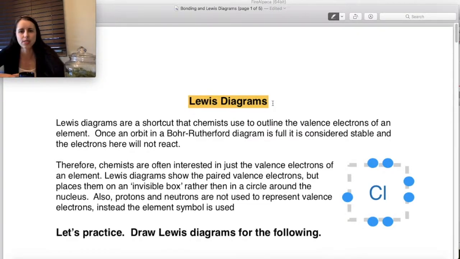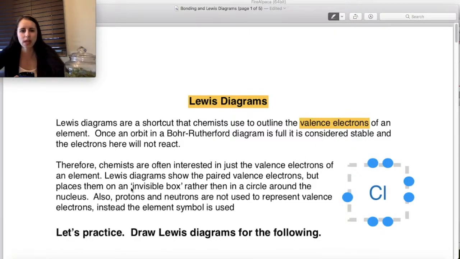A Lewis diagram represents only our valence electrons. It doesn't have the inside electrons, it doesn't have neutrons, and it doesn't have protons. Why is it just showing me the valence electrons? Because when you're looking at forming compounds, forming chemical bonds, all that actually interacts is our valence electrons.